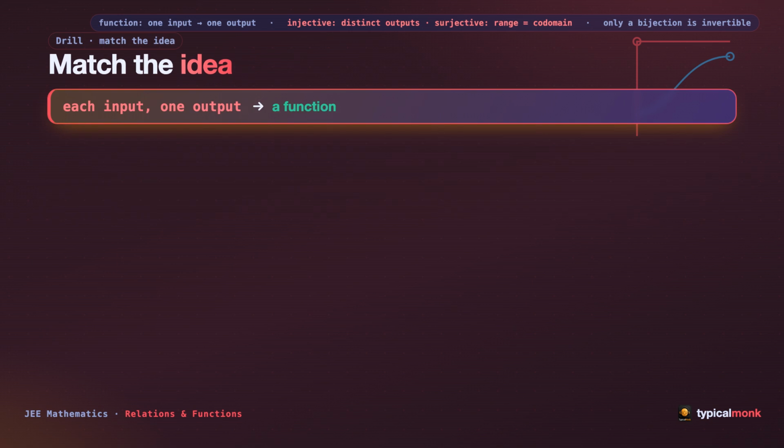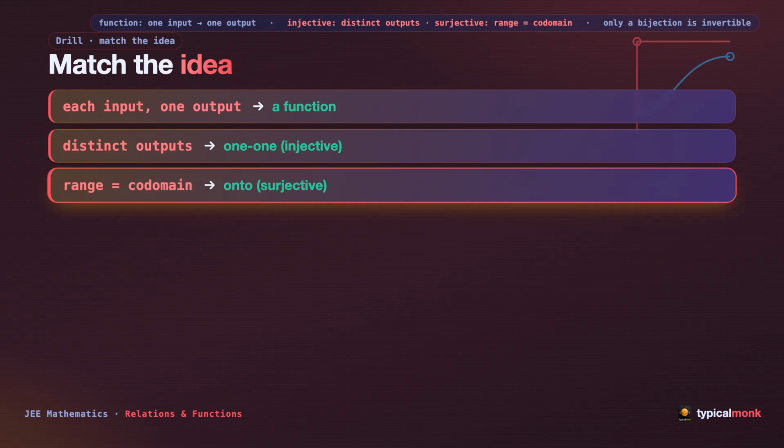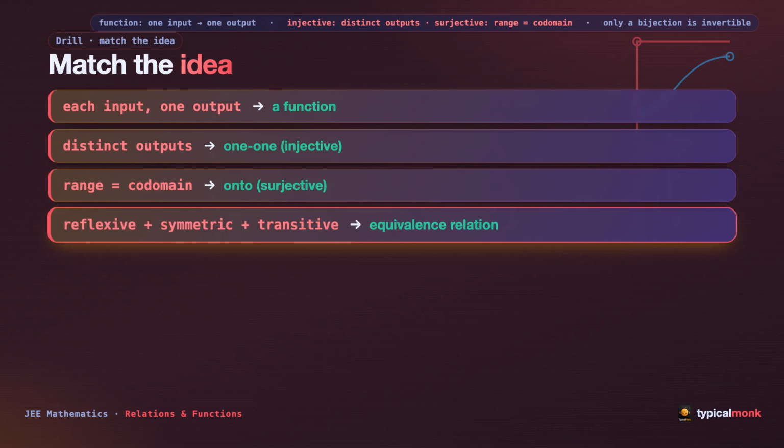Now match each idea to its name. Each input, exactly one output goes to a function. Distinct outputs goes to 1-1 injective. Range equals codomain goes to onto surjective. And reflexive, symmetric, and transitive goes to an equivalence relation. Four pairs, each worth memorizing.